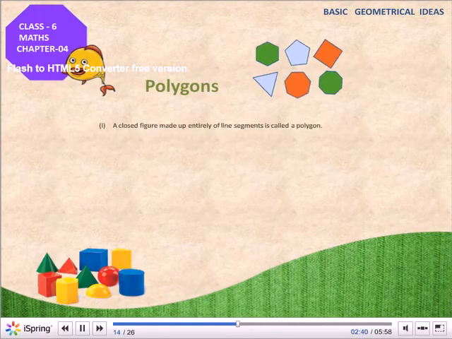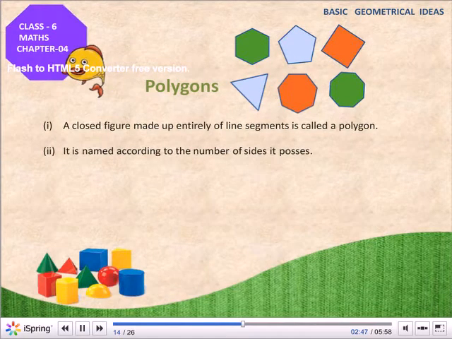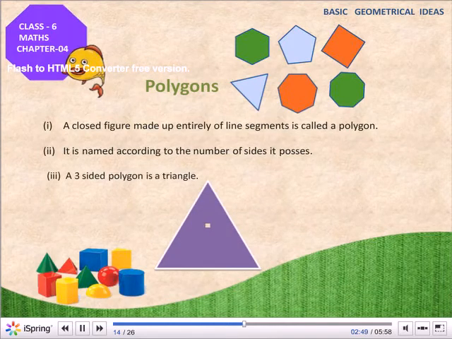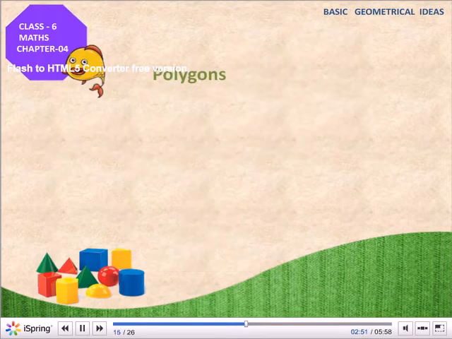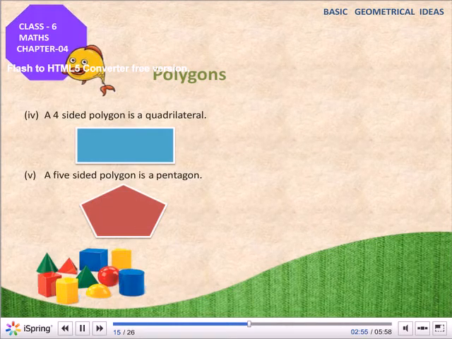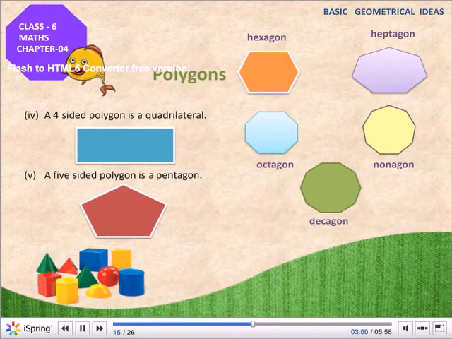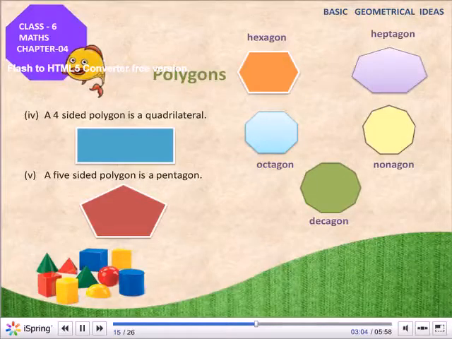Polygons. A closed figure made up entirely of line segments is called a polygon. It is named according to the number of sides it possesses. A three-sided polygon is a triangle. A four-sided polygon is a quadrilateral. A five-sided polygon is a pentagon. Similarly, hexagon has six sides. Heptagon has seven sides. Octagon has eight sides. Nonagon has nine sides. And decagon has 10 sides.